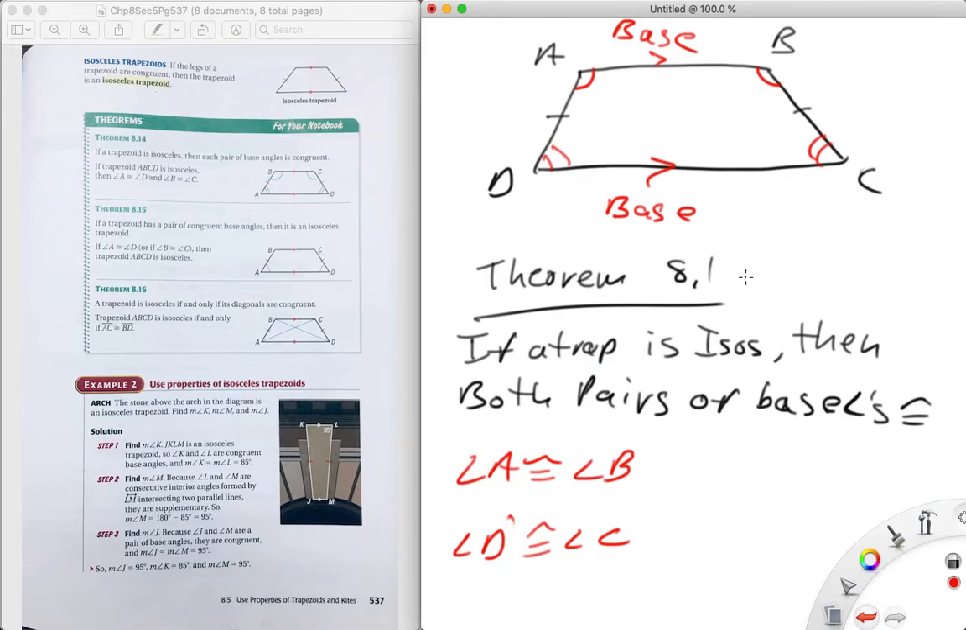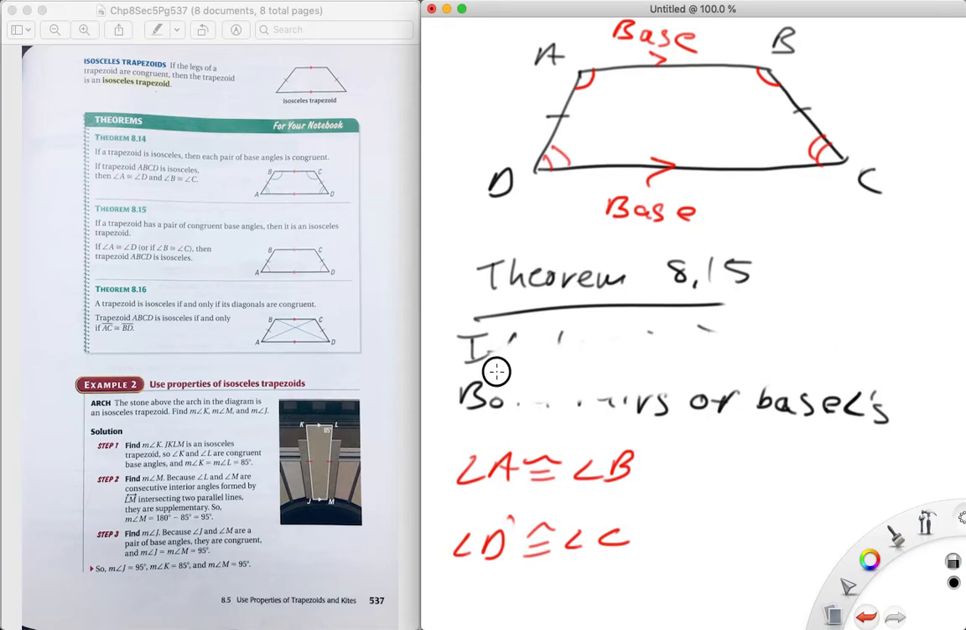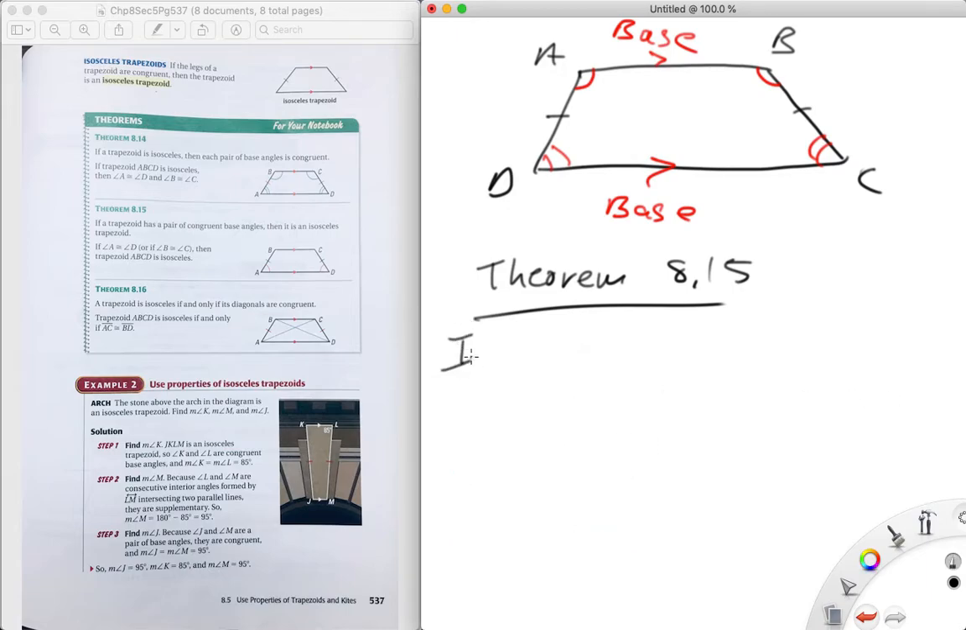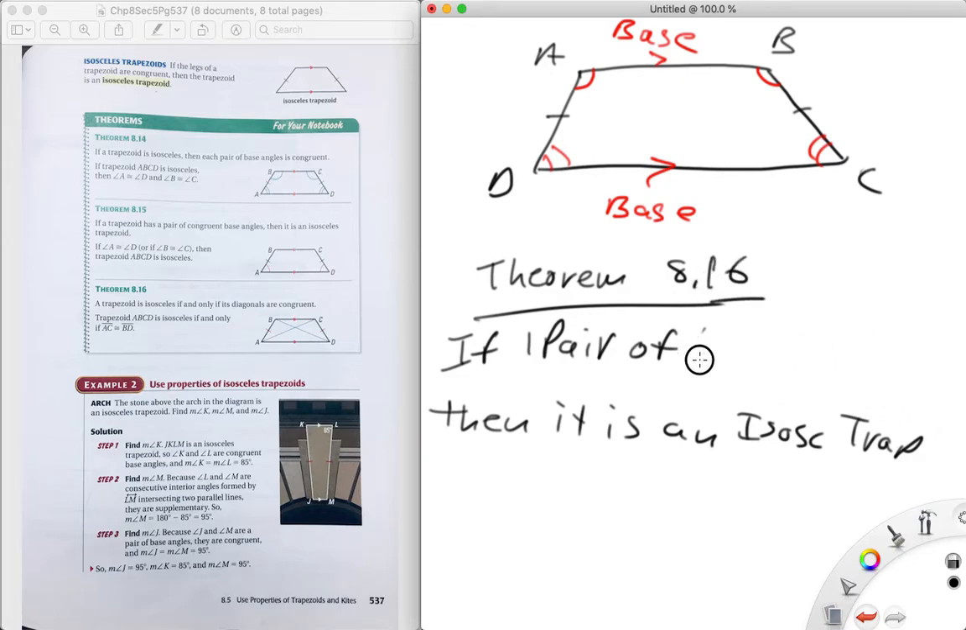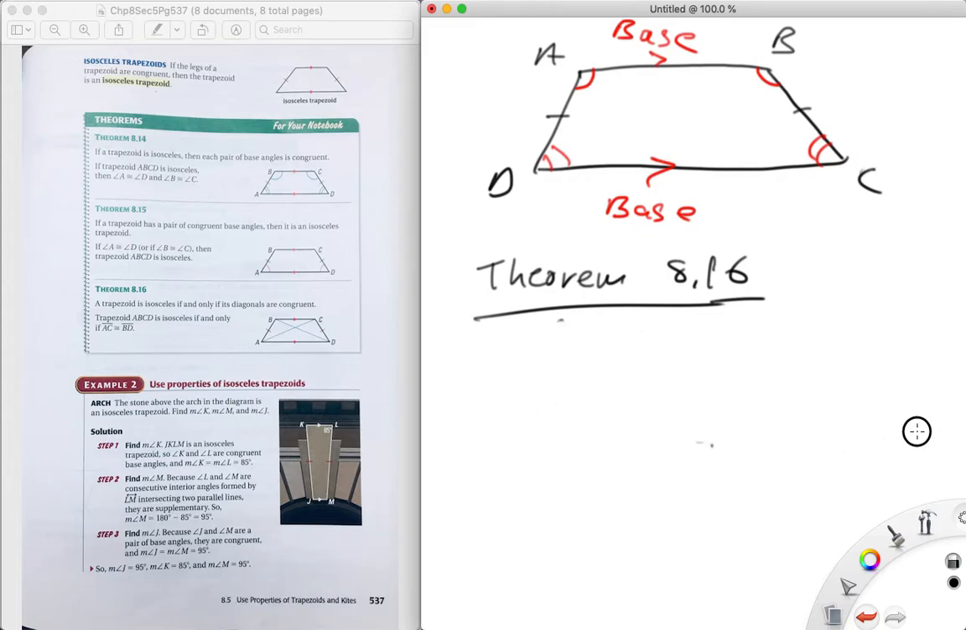Theorem 8.15 says that if one pair of base angles are congruent, then the trapezoid is isosceles. Then we have theorem 8.16.